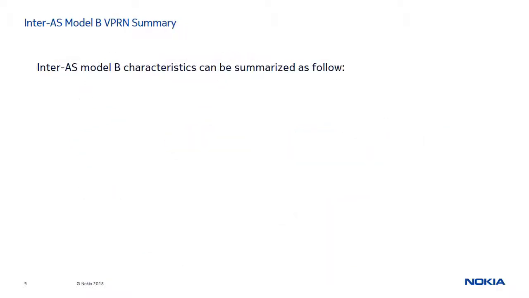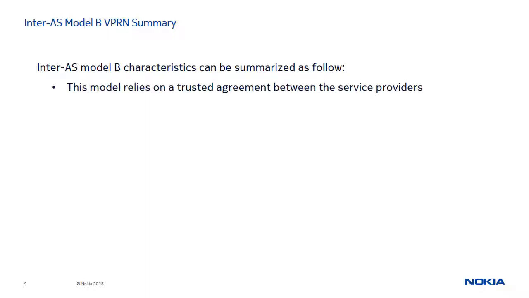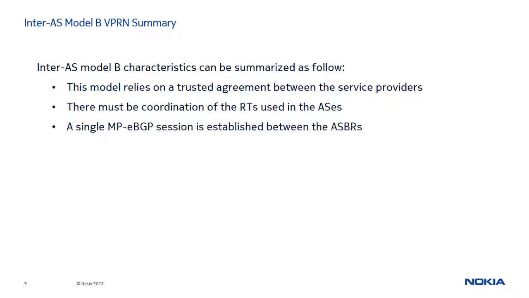So, Inter-AS Model B characteristics can be summarized as follows. It relies on a trusted agreement between the service providers to ensure end-to-end operation of the VPRN. There must be coordination of the RTs used in the ASs, that is, the RT exported by one AS must be imported by the other AS. The ASBRs establish a single MP eBGP session.